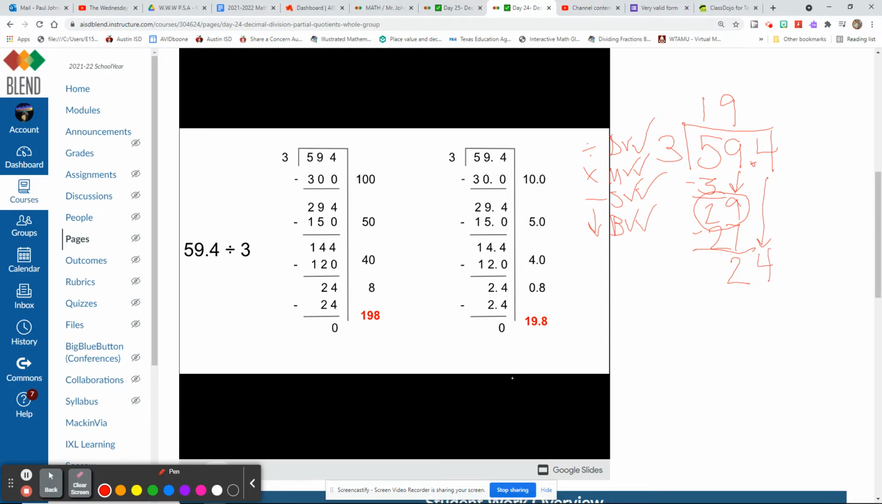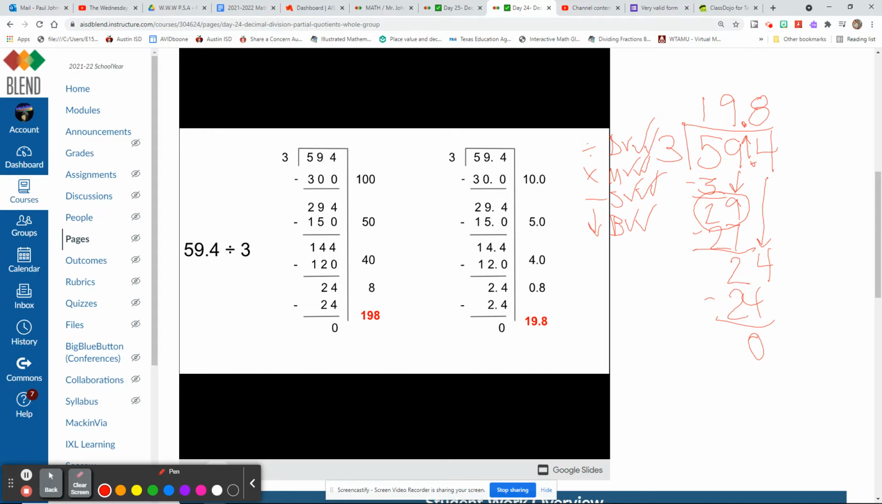And then finally, 3 goes into 24 8 times, because 3 times 8 is 24. And then subtracting gives me 0, which means that I can bring my decimal point to the roof.